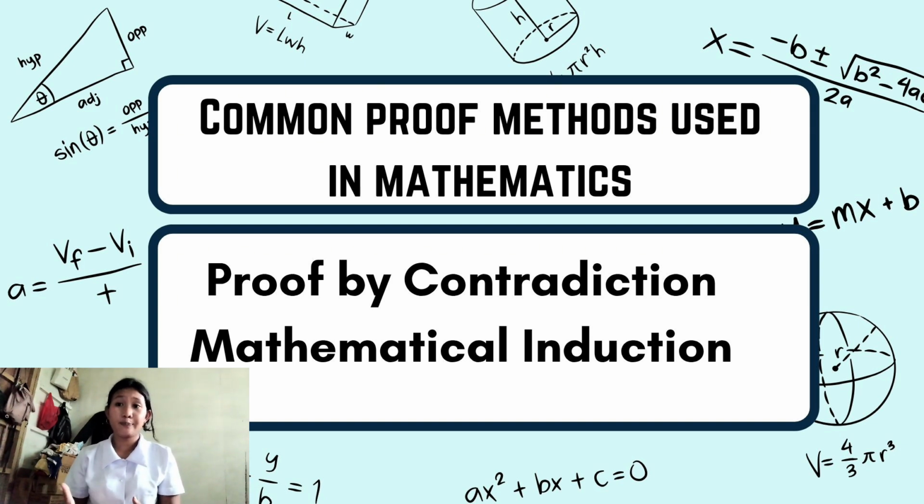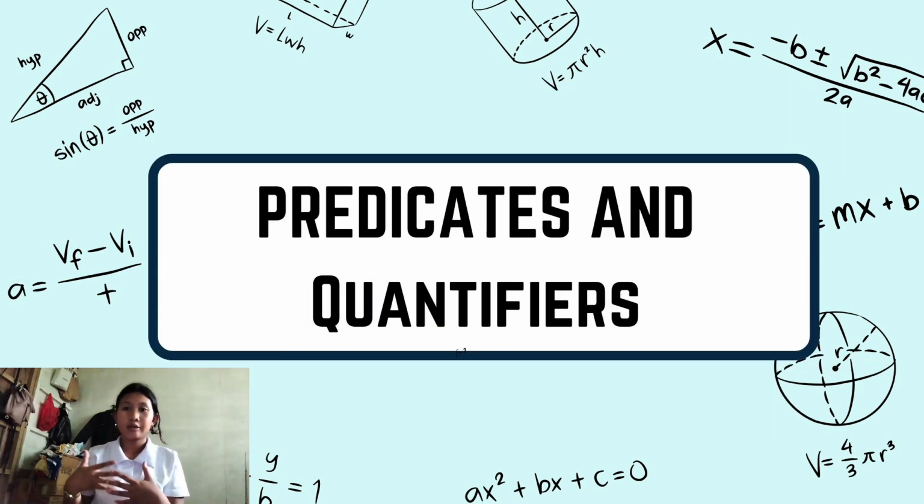Then next we have the permutation, which is the arrangement of objects in a specific order, where order matters. Combination is the selection of objects without caring about order. Order does not matter. Then we have the predicate, a statement or function that becomes true or false depending on the value of the variable.